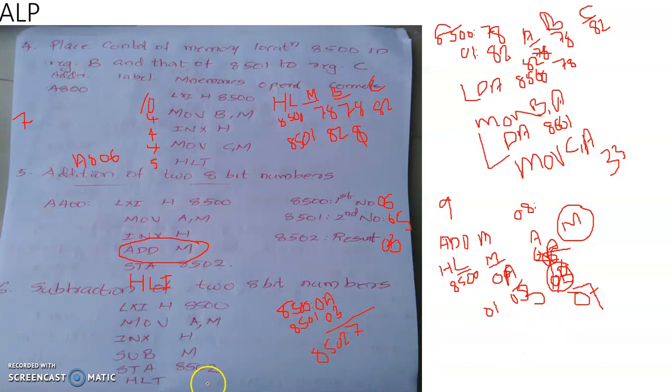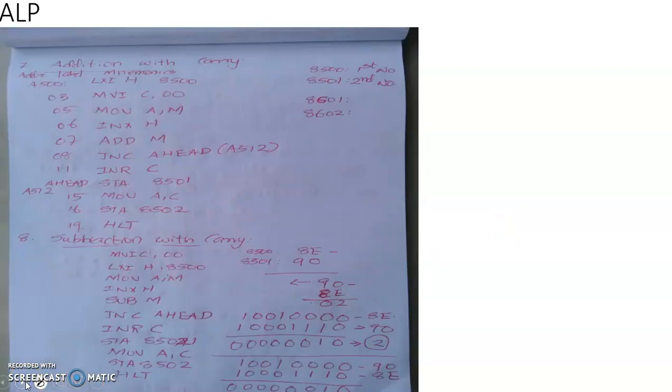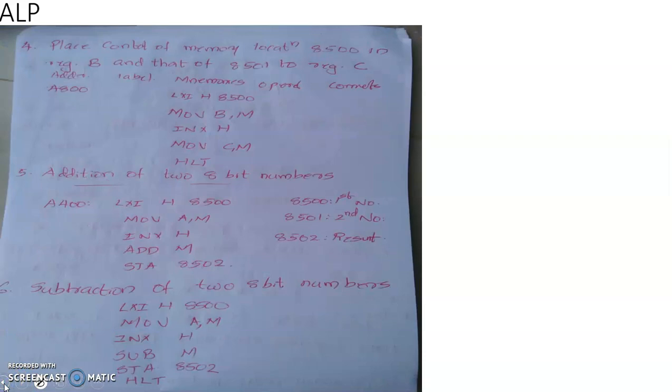You have to store this to the memory location whose address is 8502. 8502 ലേക്ക് ഈ നമ്പർ സ്റ്റോർ ചെയ്തു. റിസൾട്ടായി, you can halt this program. Of course our next program will be to add two numbers such that there occurs a carry.